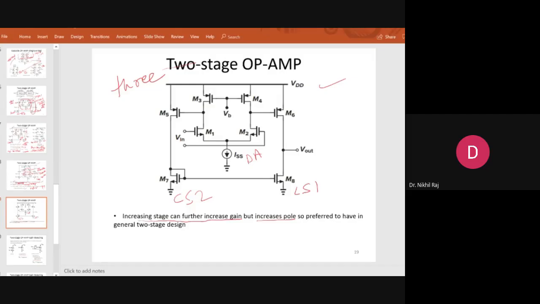The meaning is, now this is a two stage amplifier. If I further go to three stages, what will happen? My poles will increase, and an increased number of poles affects stability. So that's why we are restricted to making changes with two stages only, because more stages means more poles, more poles means a stability issue will come, and once my amplifier is not stable, there is no purpose in designing it.